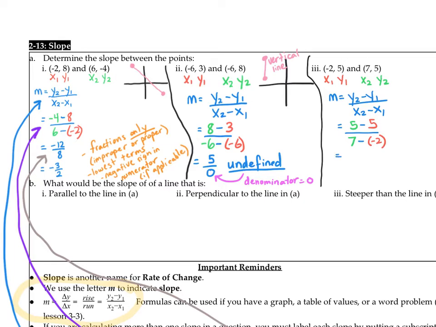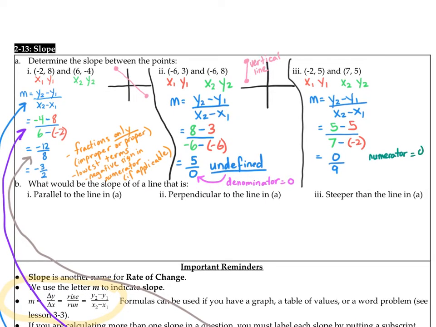When you simplify that, in the numerator, 5 minus 5 is 0. And in the denominator, 7 subtract negative 2. Again, when you're subtracting a negative, it becomes a positive. So that becomes 7 plus 2, which is 9. Now in this case, you have the 0 in the numerator. So when you have the numerator equal to 0, you actually are able to calculate in that calculator. 0 divided by 9 is 0. So the slope is 0.